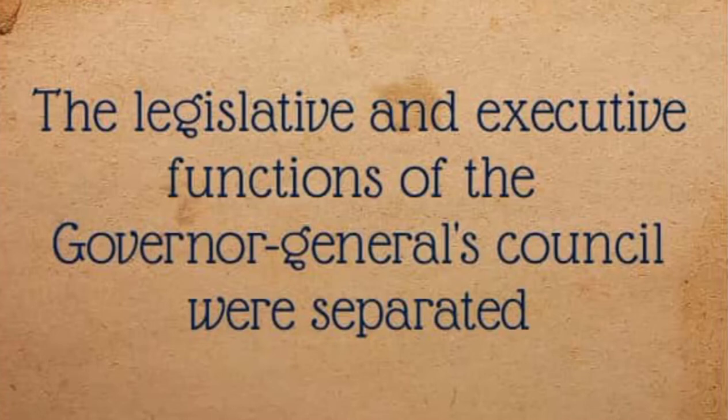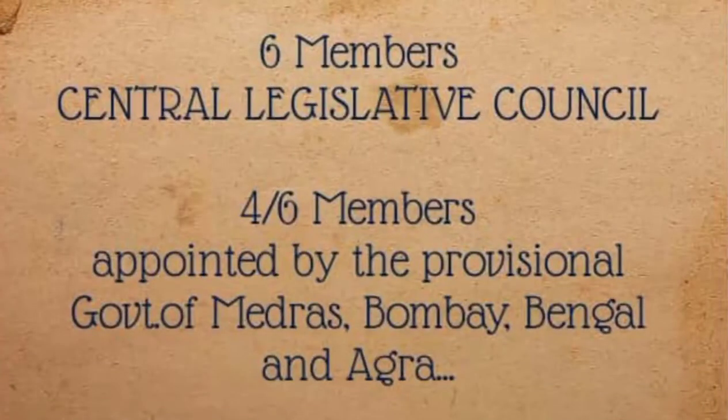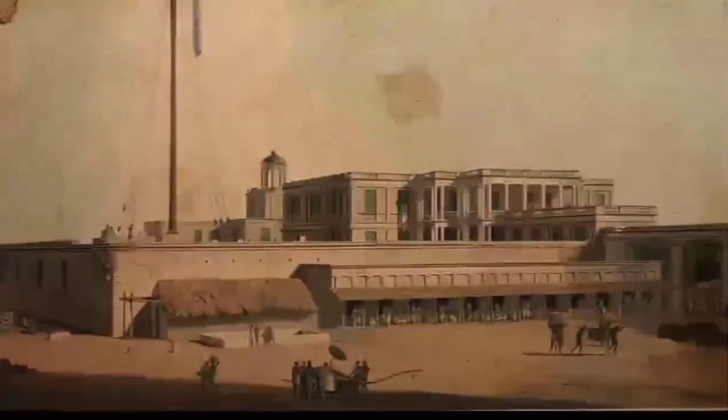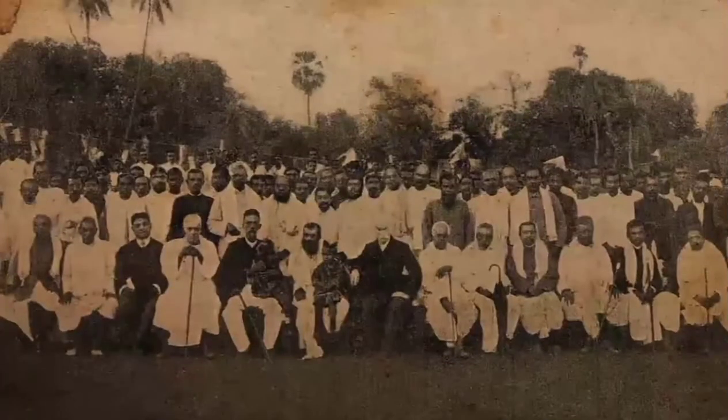The legislative and executive functions of the Governor General's Council were separated in this act, and there were 6 members in the Central Legislative Council. 4 out of 6 members were appointed by the provincial governments of Madras, Bombay, Bengal, and Agra. It also introduced a system of open competition as the basis of recruitment of civil servants of the company. It is a very important point that this act introduced open competition for all Indians for the civil services of the British company.